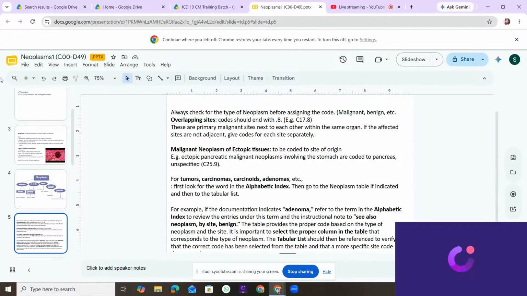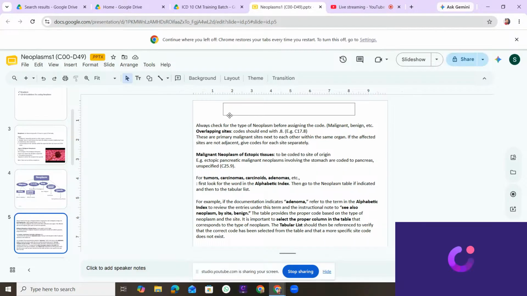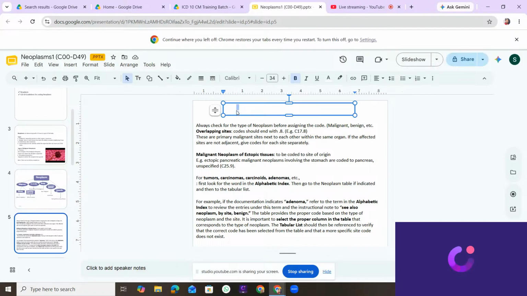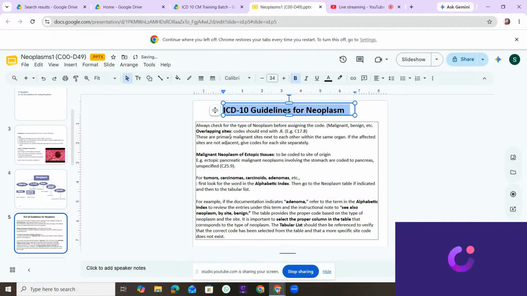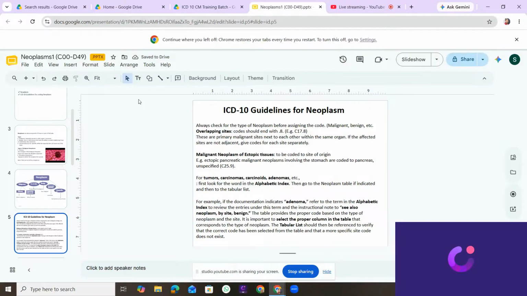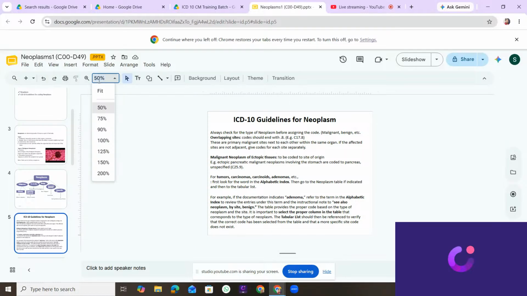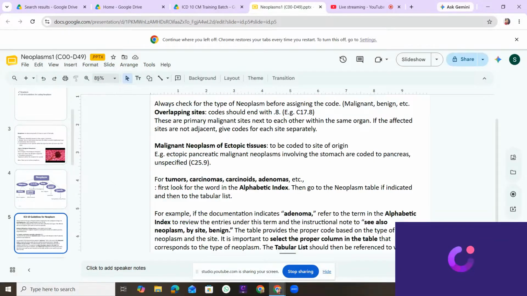The second point we need to check is the guideline related to neoplasm. You must always be aware of these things, how they work, and then you can understand the scenario. I just zoomed in so you can see that.